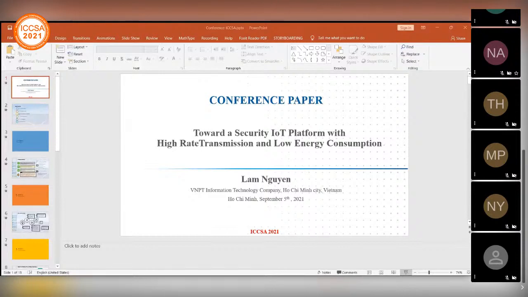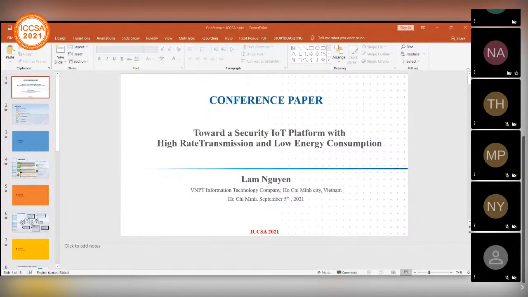According to estimates, there will be 5 billion IoT devices connected by 2025. There are many protocols for IoT, but the MQTT protocol is the most popular.